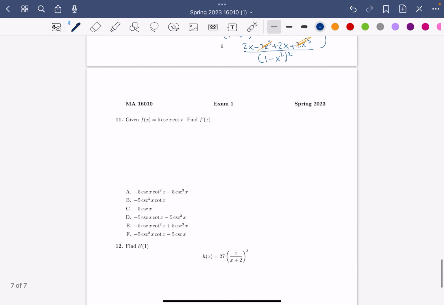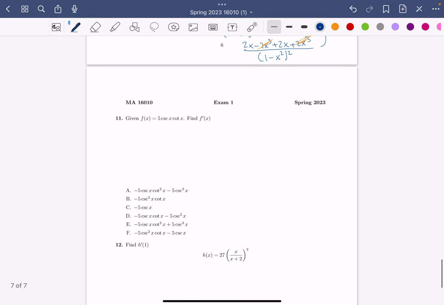Okay, moving on to question 11. Given that f of x equals 5 cosecant x times cotangent x, find f prime of x. So this is another product rule. We have two things that are multiplied with each other. So let's rewrite this. Let's label cosecant as f and cotangent as g.